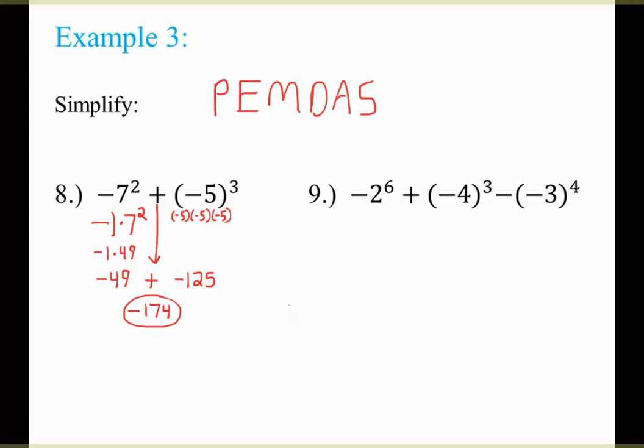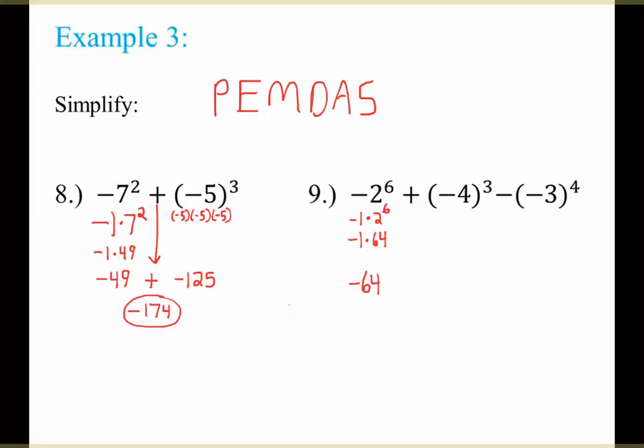All right, let's start with the negative 2 to the 6th. Remember, that's going to be the opposite of 2 to the 6th. So negative 1 times 2 to the 6th. 2 to the 6th is 64, so that's negative 1 times 64. And I know that negative 1 times anything is going to be negative, so that's negative 64.